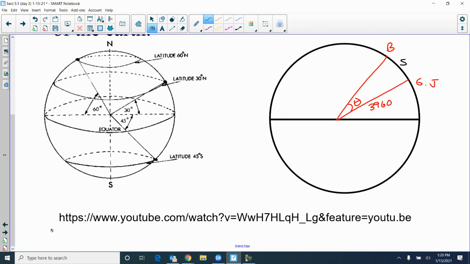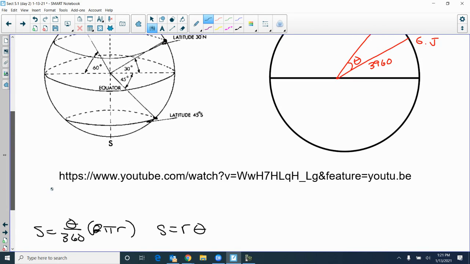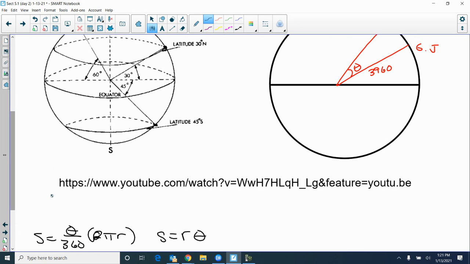Now you got two choices. You can use S equals theta over 360 times 2 pi r. Or you can use S equals r theta. Well, if you're going to use S equals r theta, you're going to have to convert it to radians. It doesn't matter which one you use. Since everything is in degrees, I'm going to use the first one. We got to figure out, though, that angle.